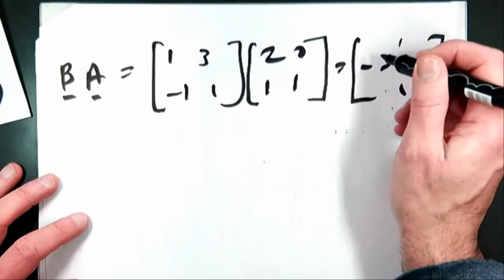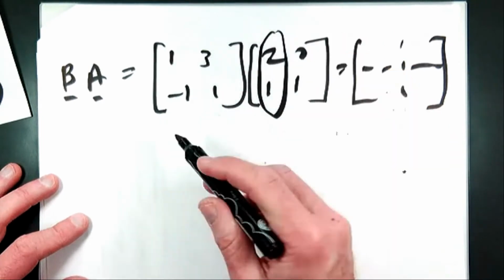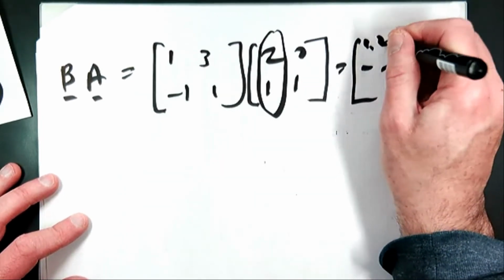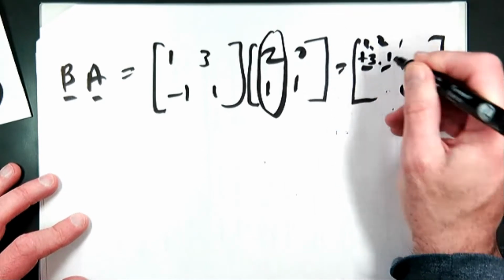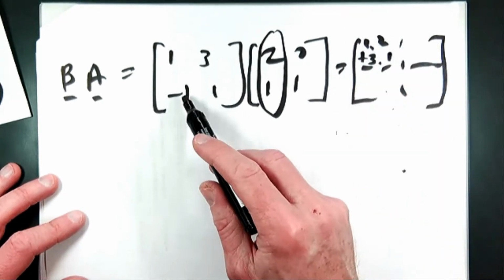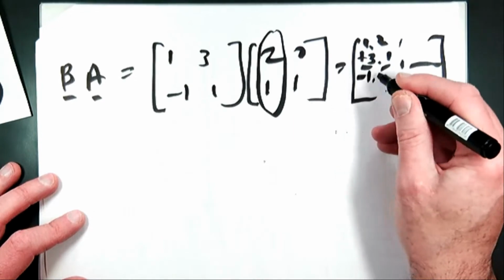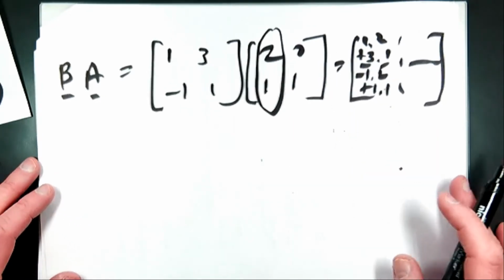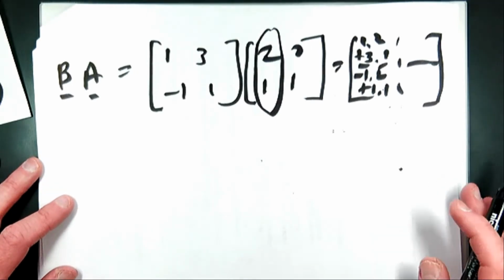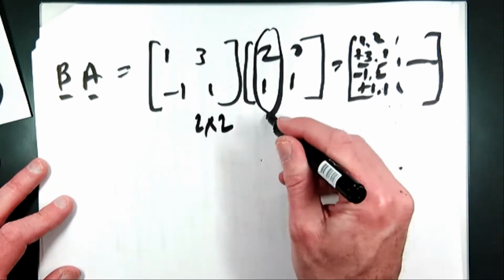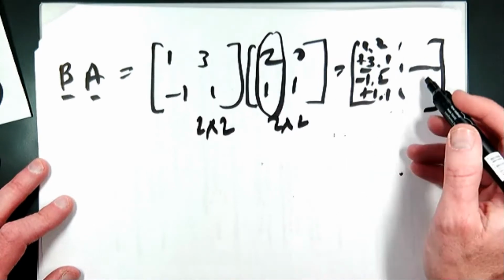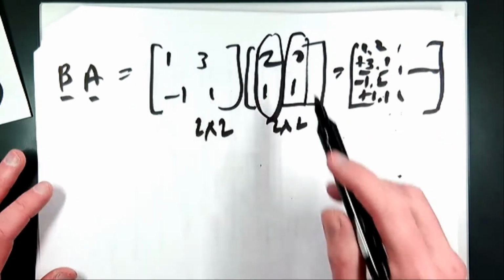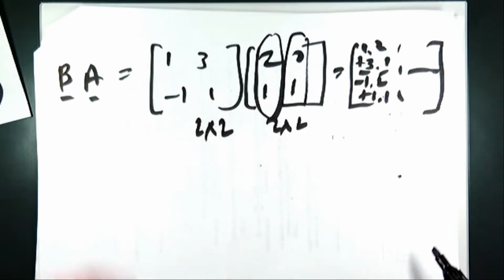To get the first column here, you're going to look at the first column here. So it's 1 by 2 plus 3 by 1. The next one then is minus 1 by 2 plus 1 by 1. And that gives you the first column of the product matrix. To get the second column, because this is a 2 by 2 and this is a 2 by 2, you're going to get a 2 by 2 matrix here. You look at the second column of the second matrix and multiply again by rows. So rows by columns gives you columns.